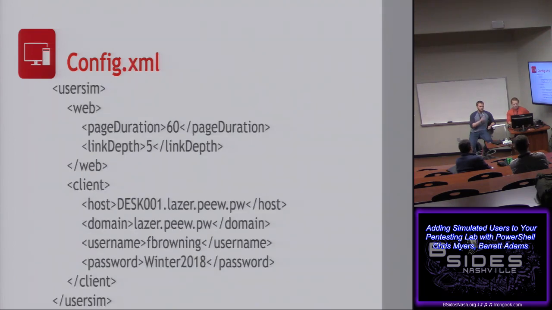And with that, here's the configuration XML file. There's more to it. There's a sample in the GitHub repository that has all of the options. But here you can see we're configuring some options for how it's browsing the internet. So it's waiting a minute between links and going 5 links deep from its initial list. And we're also specifying it to run on a remote system there, so just giving it that host and creds.